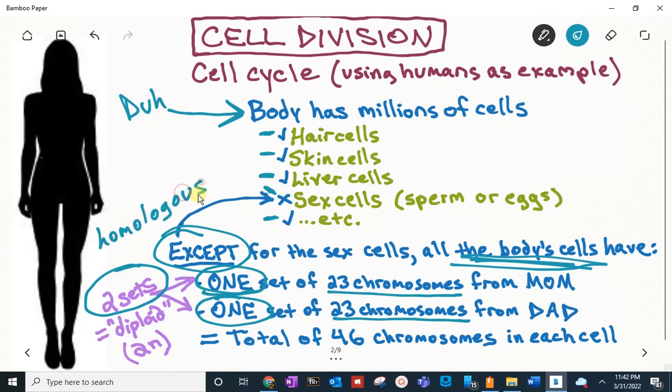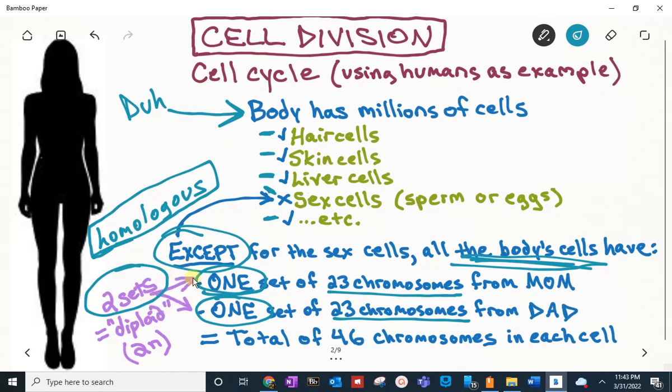Homologous means that they're similar, they're part of the same thing. So homologous genes could be homologous for eye color. The two different genes might be one for blue eyes and one for brown eyes, so they're not identical, but they're homologous because they both stand for eye color. So I hope that makes sense.